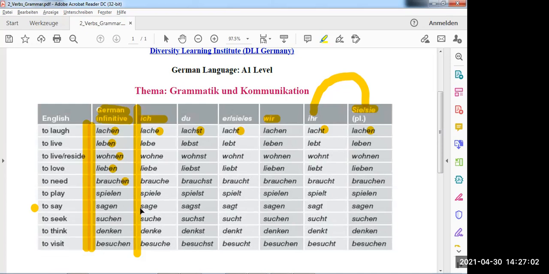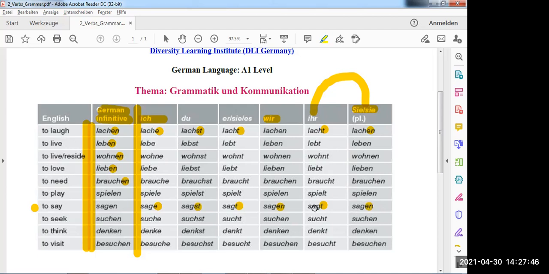Then another person says, ich, yeah, ich sage. From sagen, I'm saying, du sagst. Er, sie, es. He, she, it. Same formula, end with T, sagt. We are saying, wir sagen. They are saying, ihr sagt. Or they are saying with sie sagen. Oh, come on. And the stem is remaining the same.